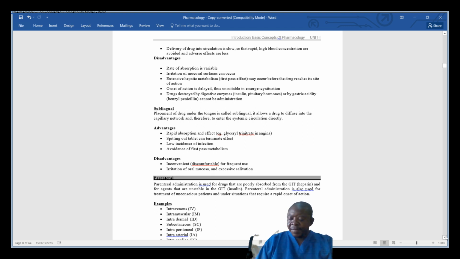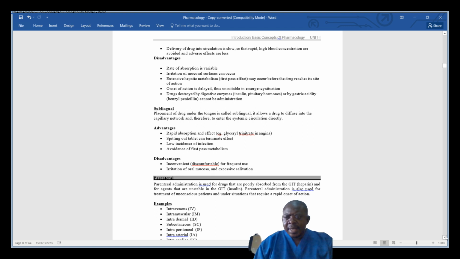Then low incidence of infection. As you are giving the drug by sublingual, there are low instances that other infections may set in. Then there can be avoidance of first pass metabolism because now the liver will not be involved, the drug is just entering in the blood. So there's no hepatic metabolism that will be needed as the drug is easily made available to the blood vessels that are surrounding the tongue, just underneath. So you would have avoided what we call the first pass metabolism, which is to do with the involvement of the liver in metabolizing the drug so that it is available in the blood.